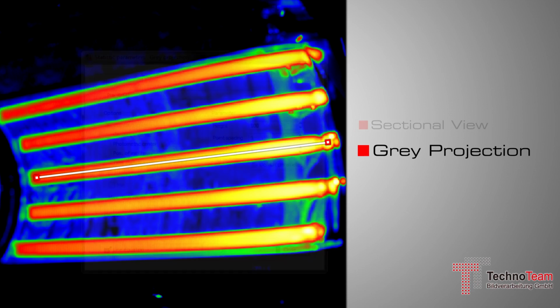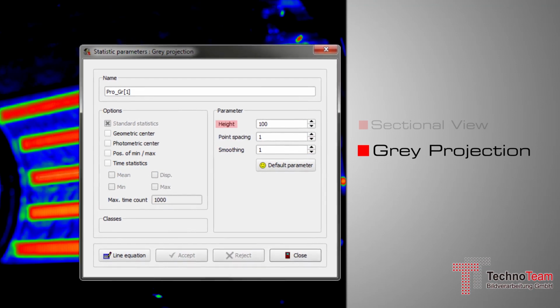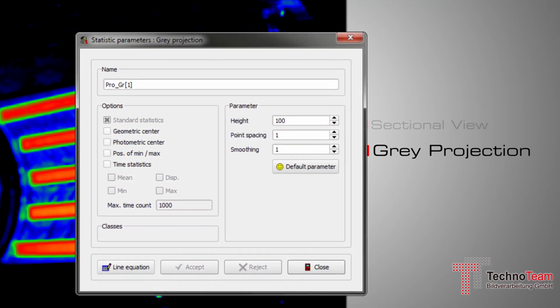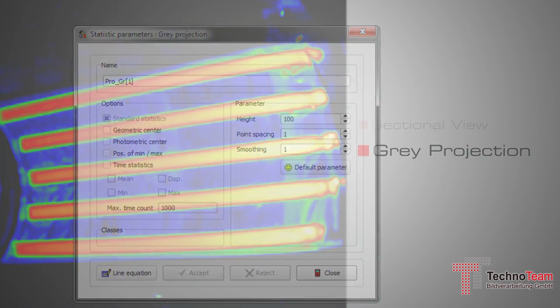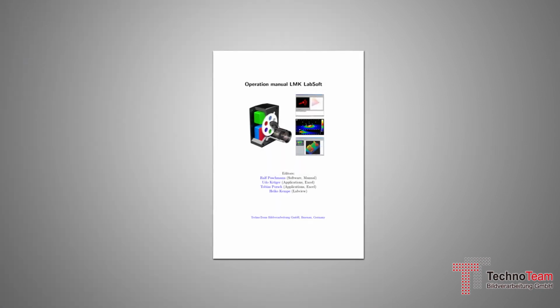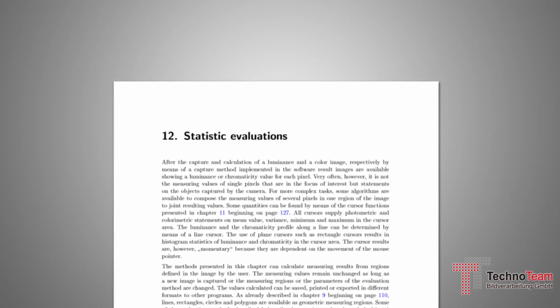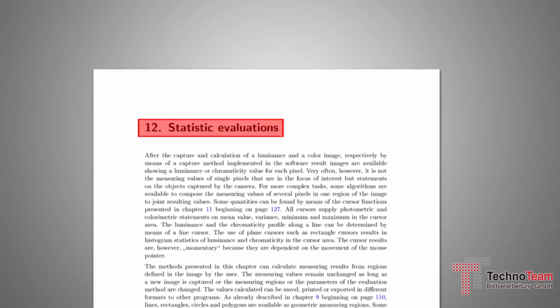As explained earlier, this parameter of height can be modified according to the requirements through the Properties dialog in the Statistic Types menu. For further information regarding the topic of sectional view and gray image projection, please refer to Chapter 12 in the manual.